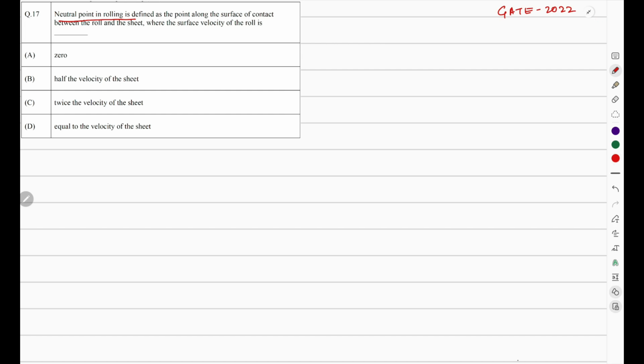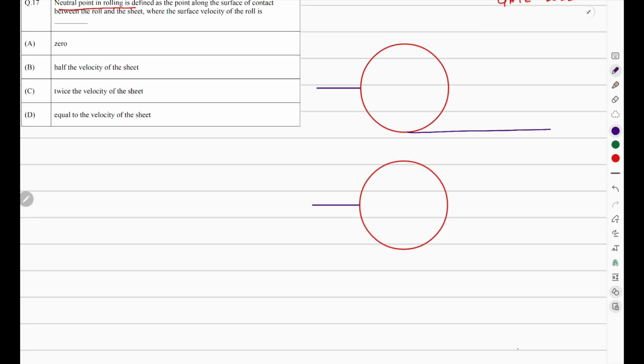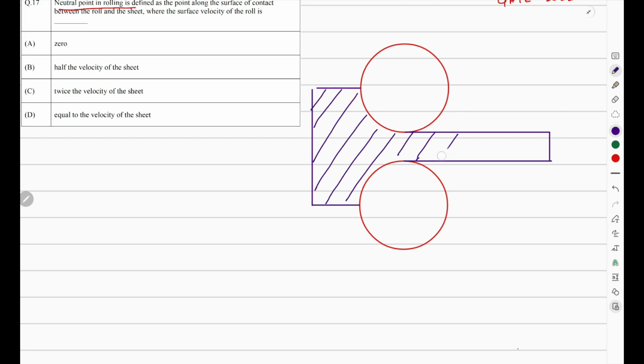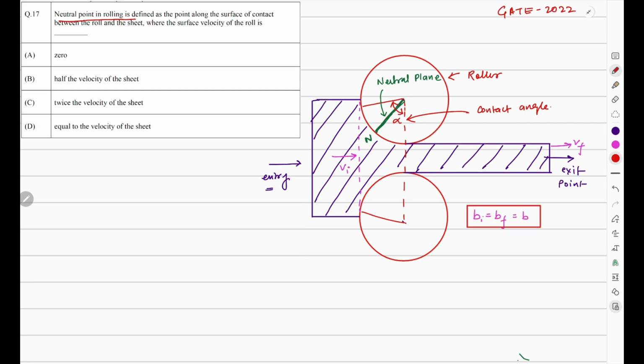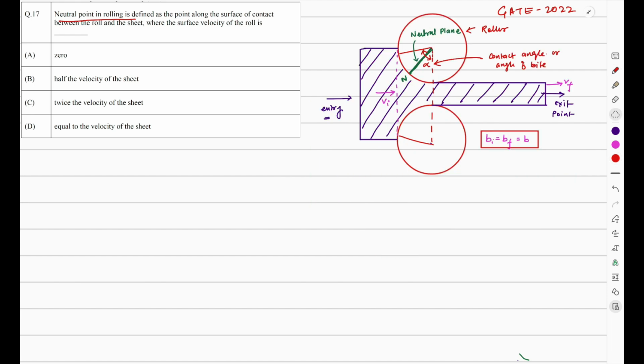Now we will draw a diagram to understand this. From the left side we have the entry point and from the right side we have the exit point. Now we have the diagram here.